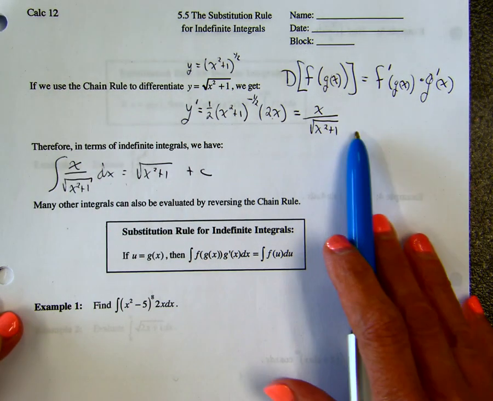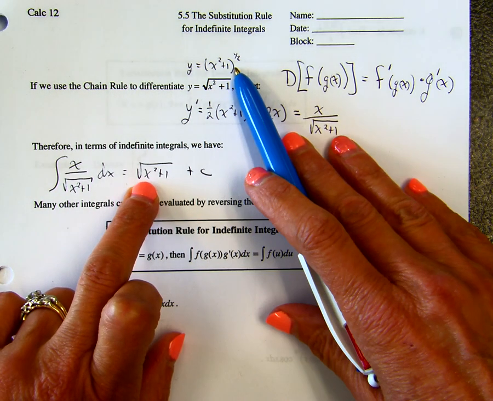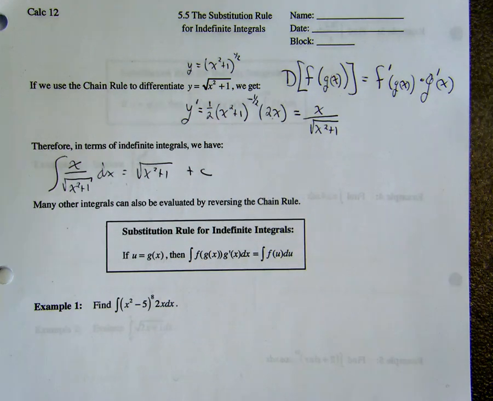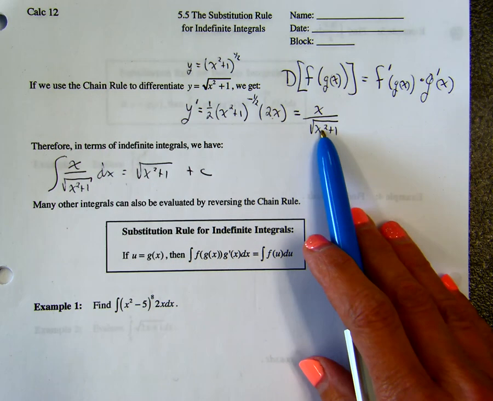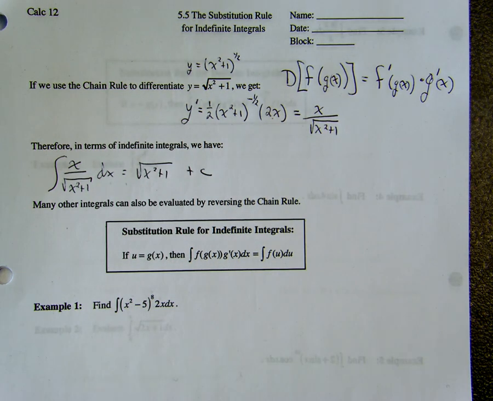If we take the antiderivative of this function, we know we're going to end up right back here, (x squared plus 1) to the 1/2 plus a constant. But the only reason we know that is because we just finished doing it. If we hadn't just finished doing it, how would we know how to reverse the chain rule?